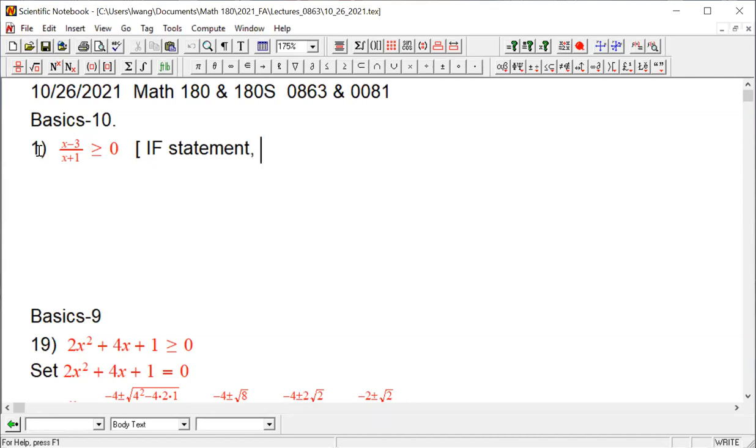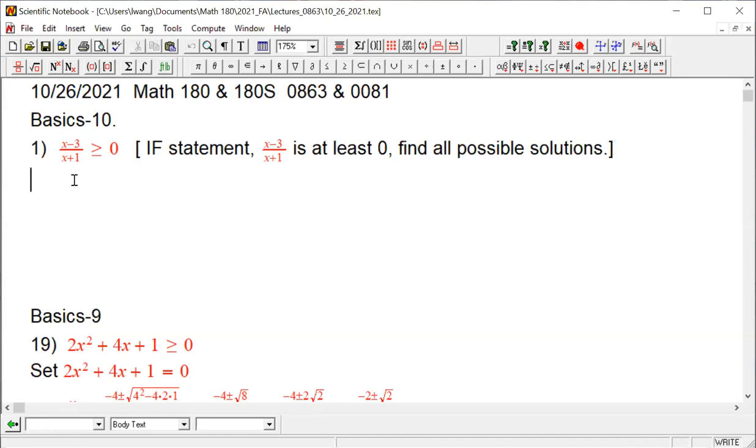What kind of if statement? It basically says, if this is at least 0, find all possible solutions, or find all possible values to make it true. So the narrative is the same.